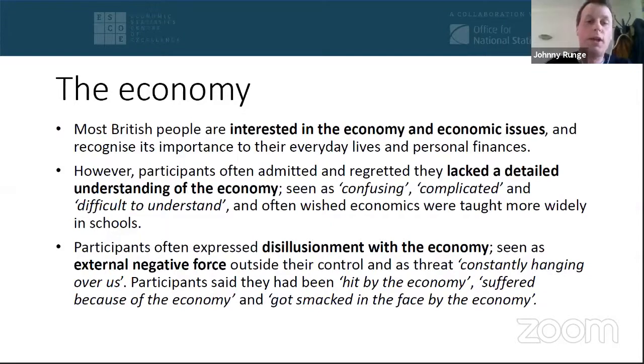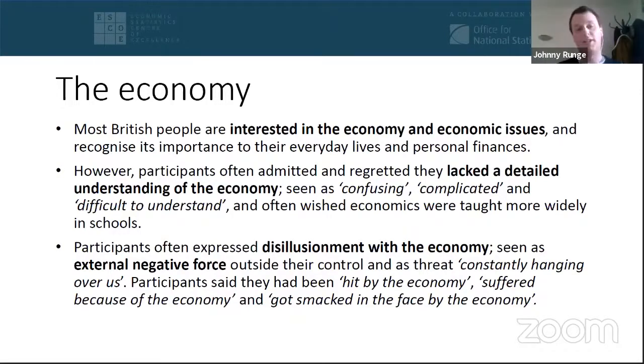Okay, I'll whiz through very quickly some of the findings in the chapters of the report. On the economy in general, there are three things worth mentioning. The positive is that most British people are incredibly interested in the economy and economic issues. It might be more in terms of the personal implications and consequences it has, but they are deeply interested, and they often admit and regret that they lack a detailed understanding of the economy, and they wish themselves and their kids were taught more widely in schools.